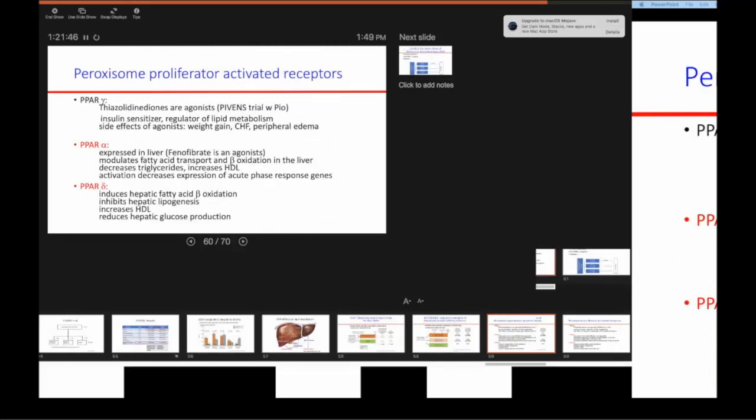So PPARs, these are common drugs that have been looked at for fatty liver, and TZDs or PPAR gamma activators. They work on insulin sensitization, lipid metabolism, etc. They have those problems that we talked about. PPAR alpha, so just fenofibrate, helps with decreasing triglycerides and has positive effects, as does PPAR delta, with increasing of the HDL, and it also induces hepatic fatty acid beta oxidation and affects lipogenesis in general.